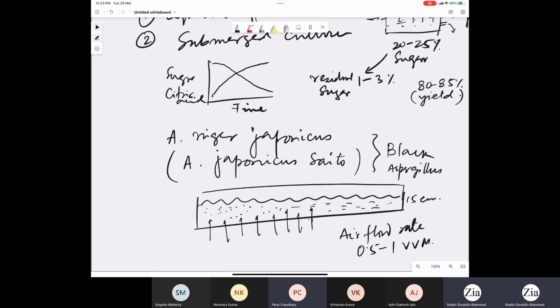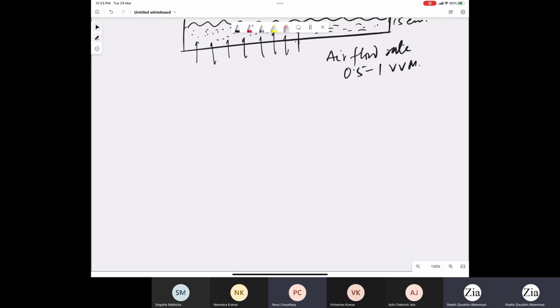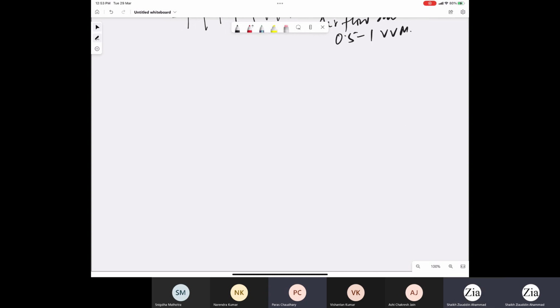I'll just draw the block diagram so you can have a little bit of an idea about the complete process. The only difference is in the fermenter, as the upstream and downstream processes will be similar. The process we are describing here is to produce citric acid using liquid media. So first you have the syrup storage, or wheat molasses or cane molasses.